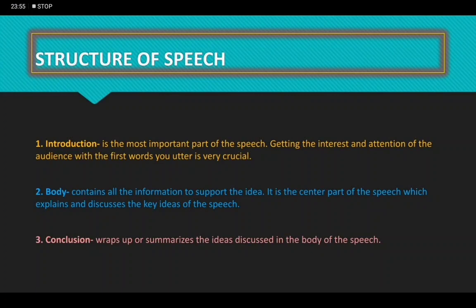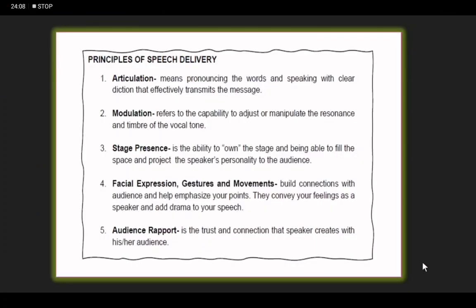And number 3, conclusion. This is very important. How you end your speech is very important as well, because it wraps up or summarizes the ideas discussed in the body of the speech.